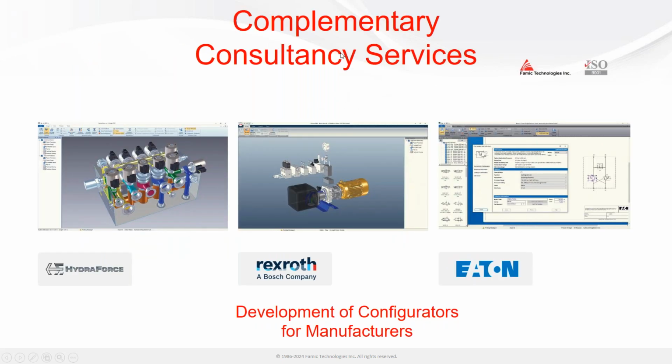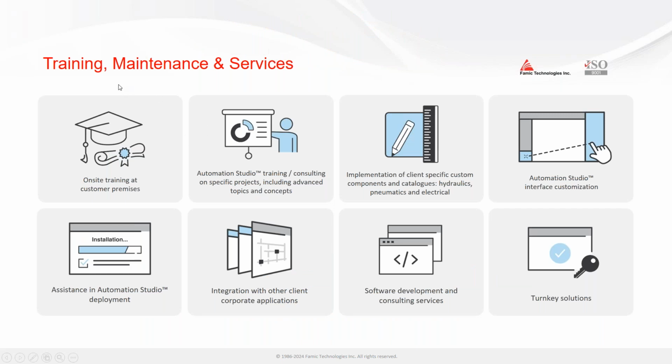Automation Studio also provides complementary consultancy services. These users asked us for this type of manifold, so we created it for them. Then Automation Studio provides training, maintenance, and service, including on-site training at customer premises, training and consulting on specific projects including advanced topics and concepts, and software development and consulting services. Everything can be supported.